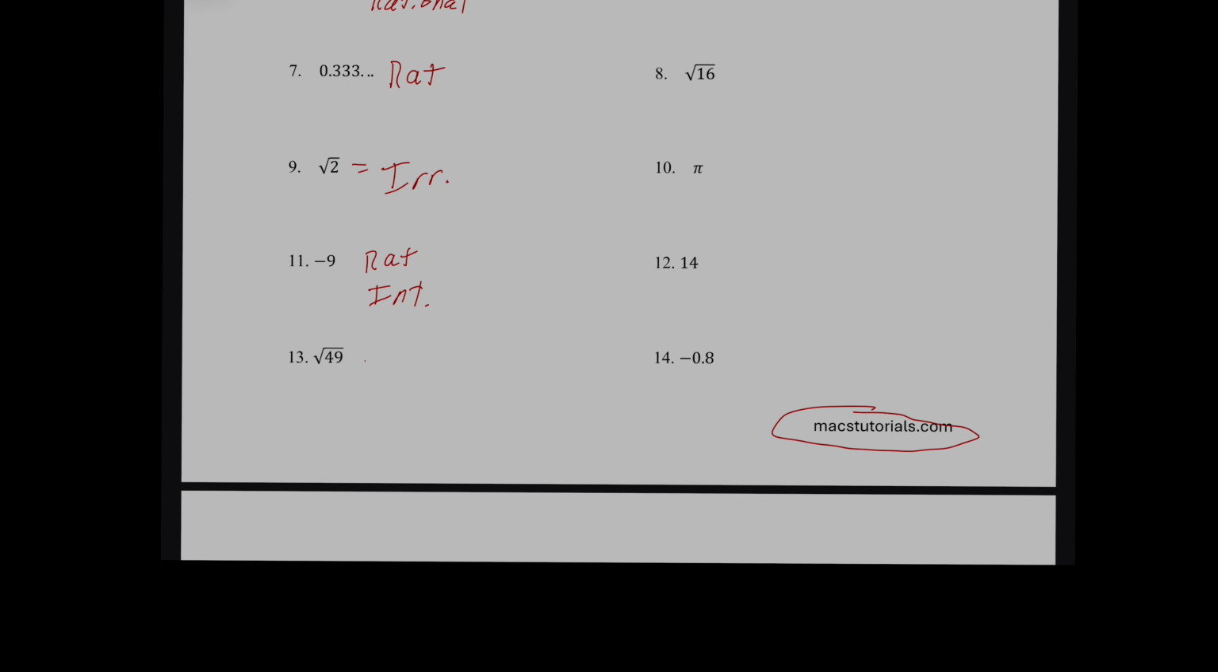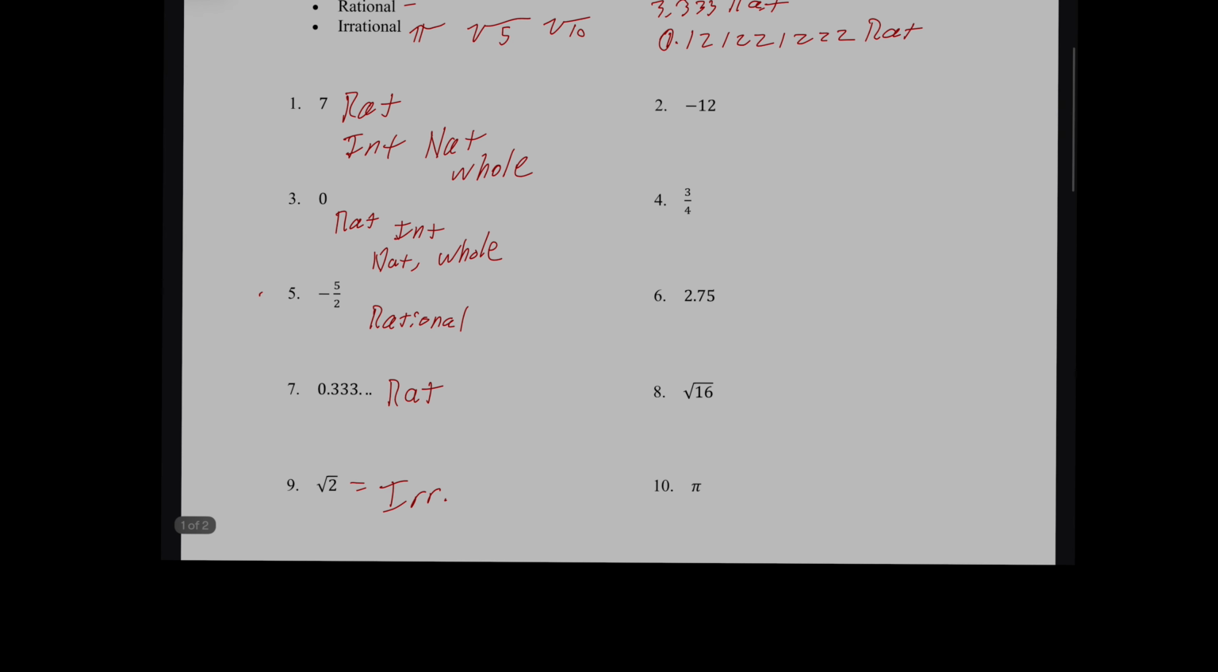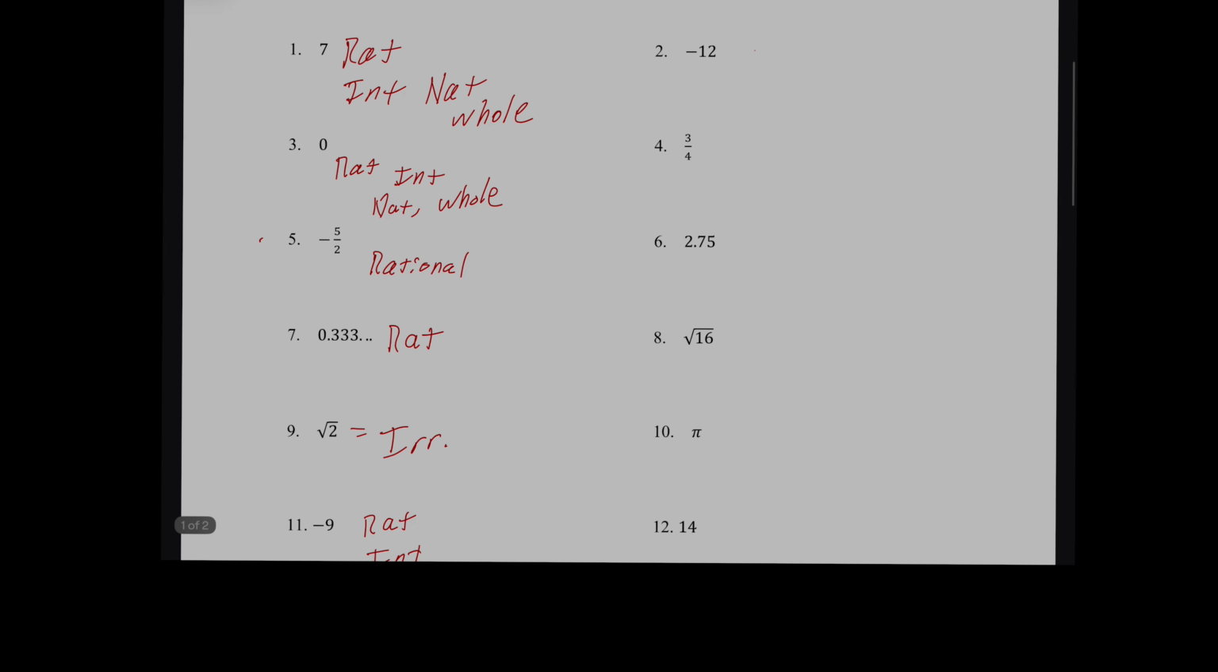Square root, that must be irrational. Nope, because what's the square root of 49? It's 7. So once I do that, that's rational. It's also an integer. It's also a whole number, and it's also a natural number. So it's all of those. Let's go on over here to number 2. -12 is rational, and it's also going to be an integer. It's not going to be whole or natural because it's negative.